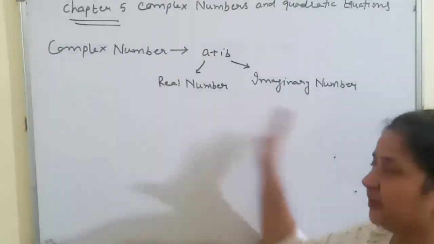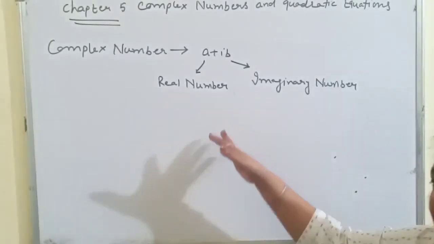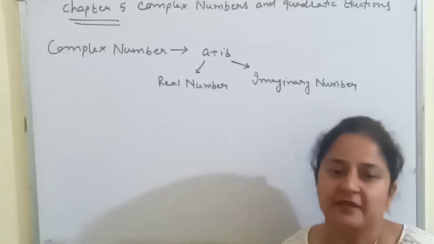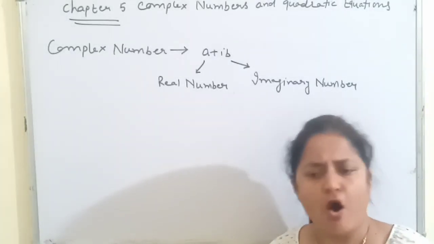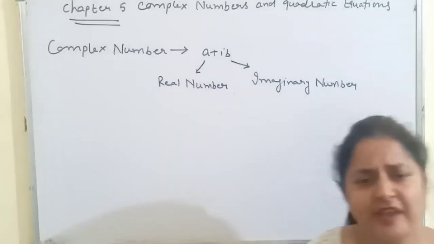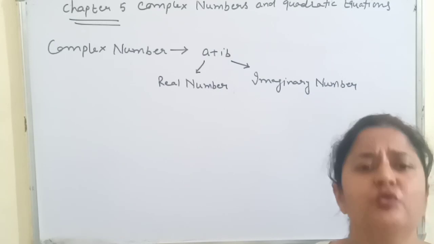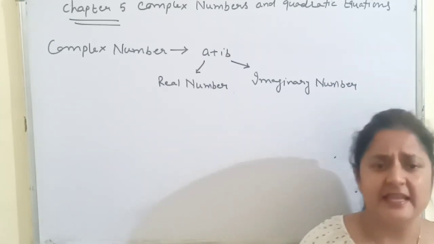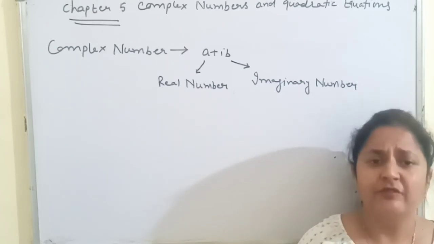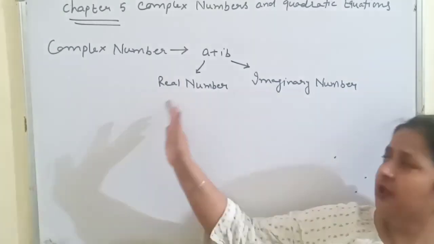Before starting the explanation of the complex number, let's discuss the real number. Which numbers are called real numbers? Yes students, up to class 10, or in class 11 chapter 1 which we have done, the numbers we have studied all are real numbers. In other words, the numbers you have studied till now, they all are the real numbers.